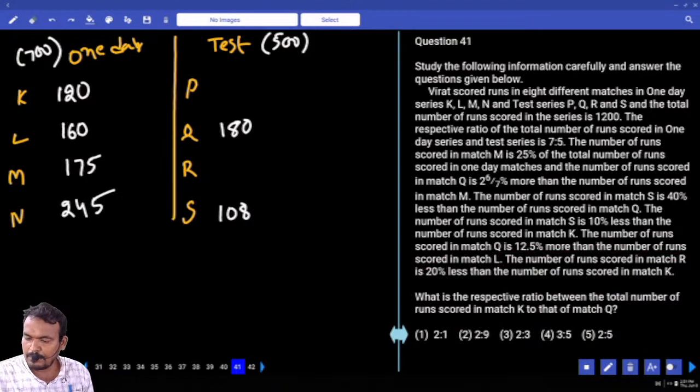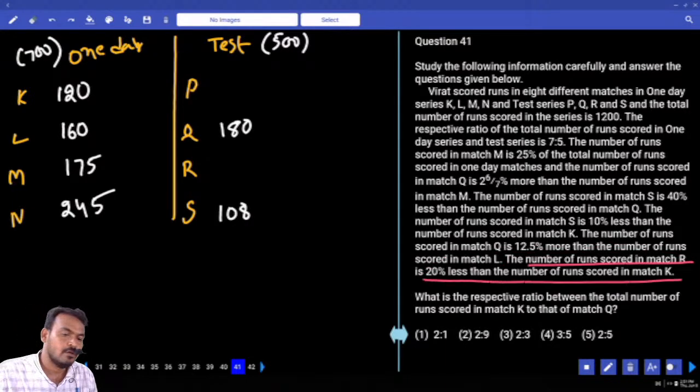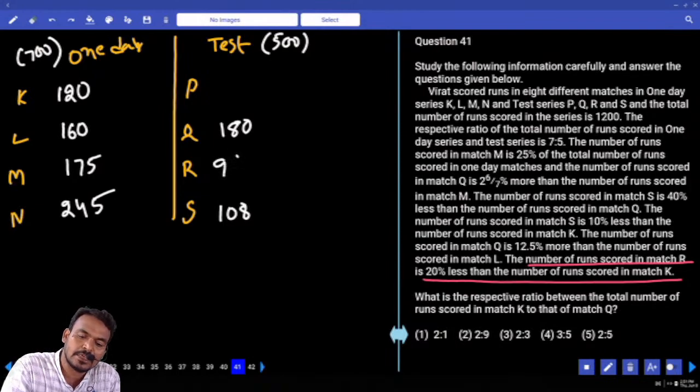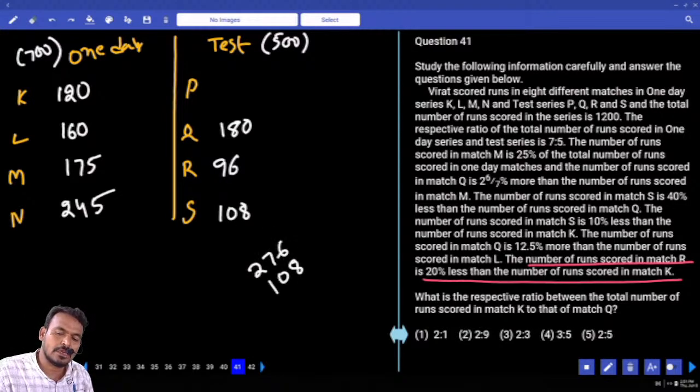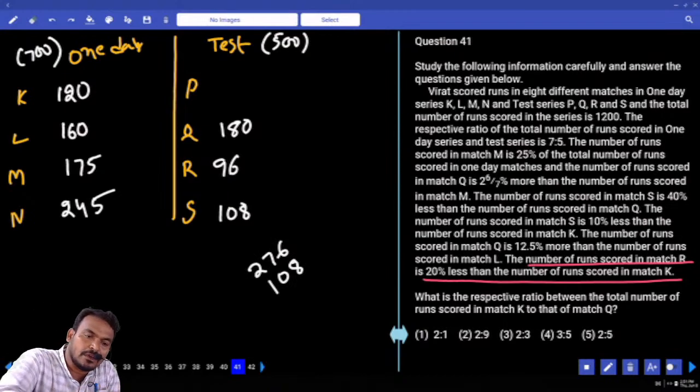Next, the number of runs scored in match R is 20% less than K. What is the K value? 120. 20% less means 24 less. What is the remaining? 96. That is the R value. And 180, 96 makes 276. 276 plus 108, how much? 384. What is the remaining? 116. That is the P value.